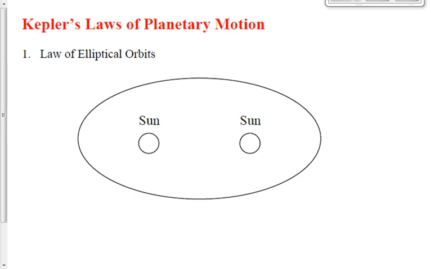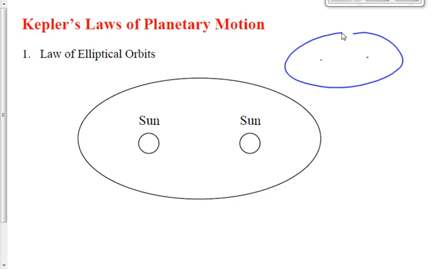Well, listen carefully to how I describe the law of elliptical orbits. The law of elliptical orbits says that the Earth and all other planets revolve around the sun, the one sun, in an elliptical orbit, such that the sun is at one of the focal points of the ellipse. Every ellipse has 2 focal points. If I draw an ellipse like this, there's a focal point right there, and there's a focal point right there. The sun is going to be at one of those focal points.